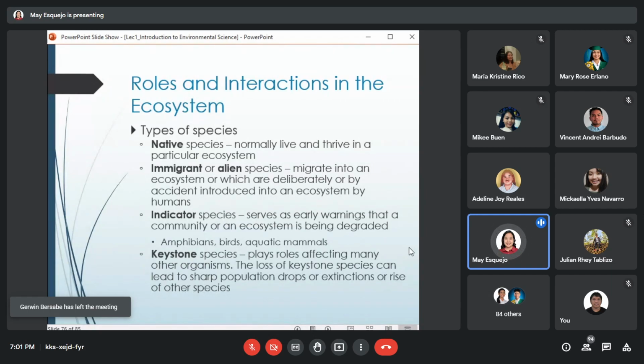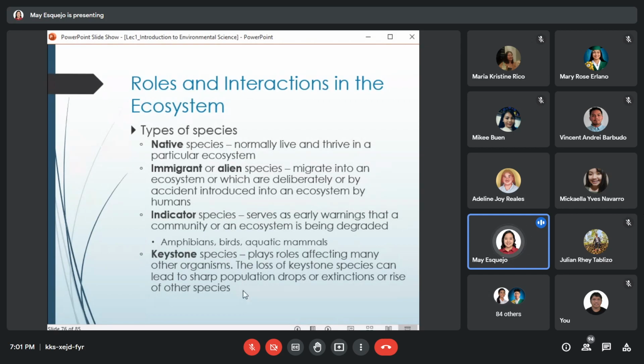We have the indicator species. Ibig sabihin, these are species that indicate, they serve as warnings. So, if napansin sa area na yun ay dumadami itong species or kumukonti, ibig sabihin, there is something wrong in that ecosystem. So, it's either nade-degrade na siya or may problem talaga. Okay? So, pwedeng merong mga invasive species, pwedeng ganun.